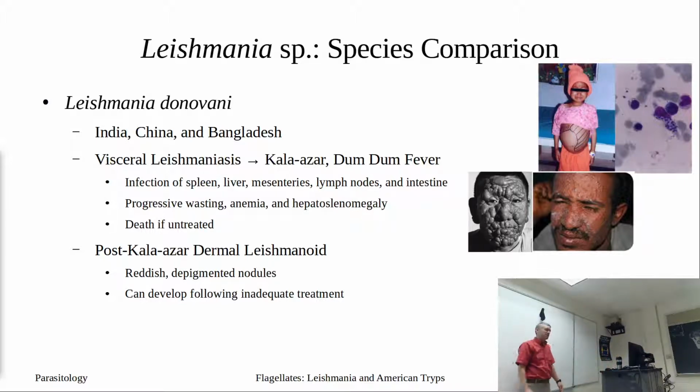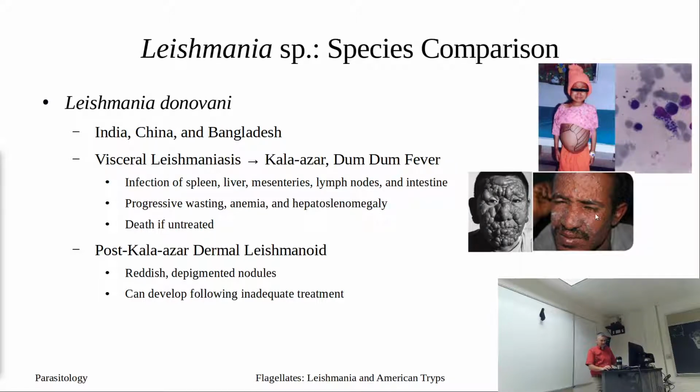All right, if left untreated, this parasite could ultimately cause death. Now, what's kind of interesting is that you can get treatment, but the treatment might be incomplete, or you may have clearance. Your immune system appears to clear, and then later on you develop this thing called post-Kala-Azar dermal leishmanoid. This is where the parasite's still visceral, but it's kind of moved closer to the surface, where it's forming these reddish, depigmented granules or nodules.